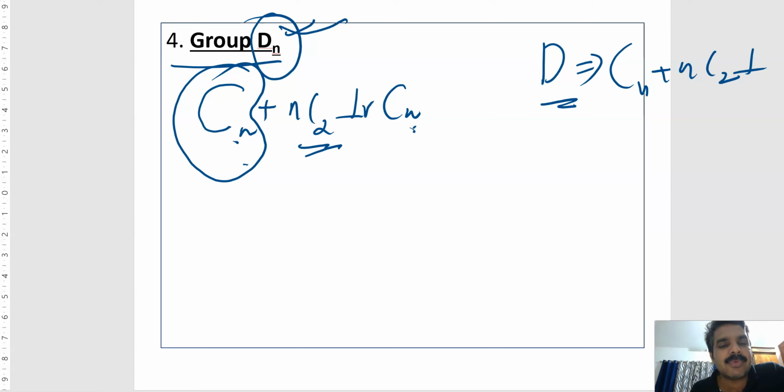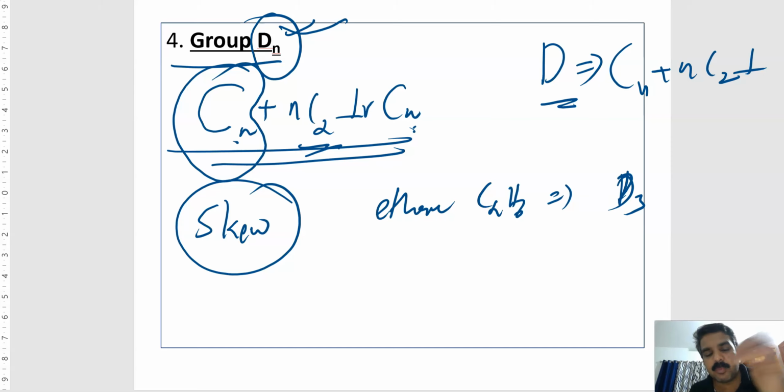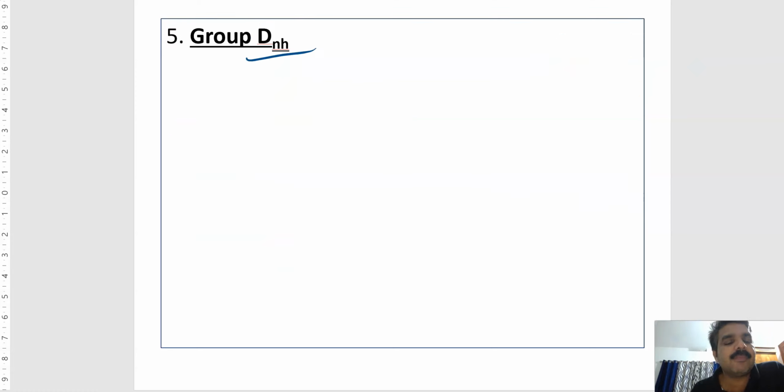This is a rare type of category. Skew type molecules belong to this category, the skew conformation. For example, the skew conformation of ethane, C2H6, belongs to D3. The skew conformation of some other molecules also belongs to the Dn category, and it's also a rare type of category, Dn.